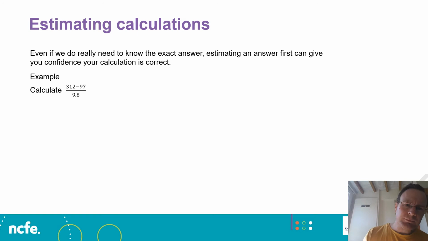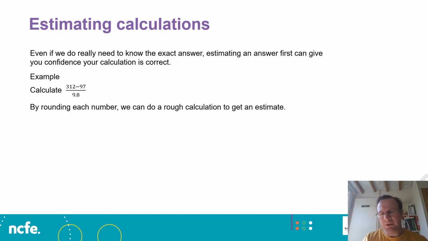So what I want you to do now, we'll give the example first, then you can have a crack at a couple. So here we've got an example, 312 minus 97 divided by 9.8. So that immediately looks beyond my fuzzy brain. So how can we make that a little bit easier? Just looking at that, what would you do?